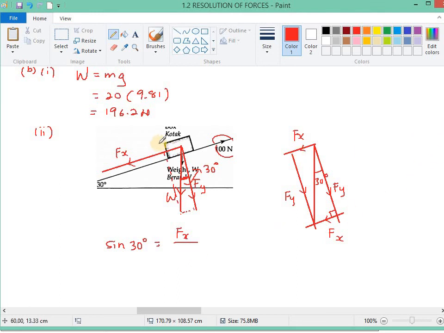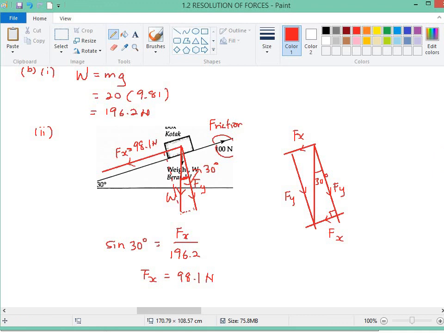How much is the weight? The weight is 196.2 Newton. So it means that the component that is parallel to the inclined plane is 98.1 Newton. Now this 98.1 Newton is opposed by the force of 100 Newton, and this 100 Newton is friction.